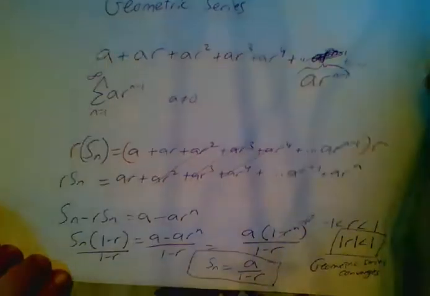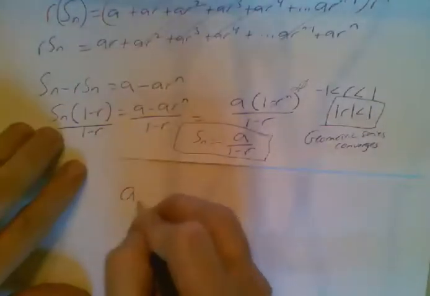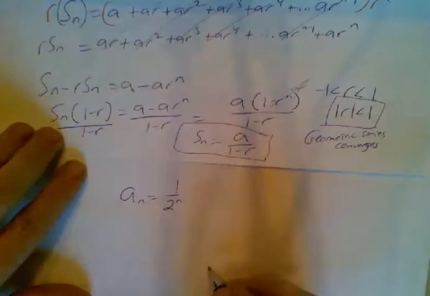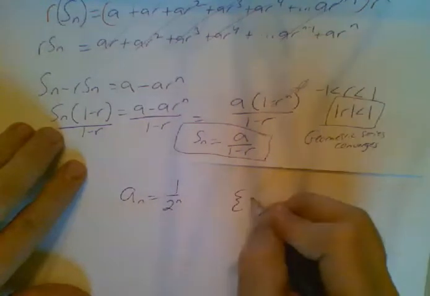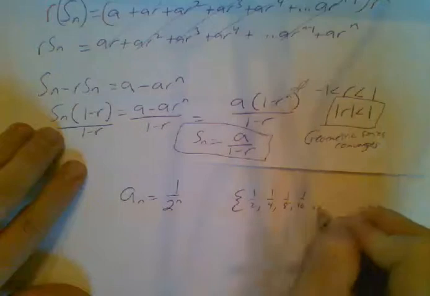Let's see that work, and it'll be a lot easier. Let's look at that first example we did in the other video. I believe it was 1 over 2 to the n, right? That sequence looked like this: 1/2, 1/4, 1/8, 1/16, etc.